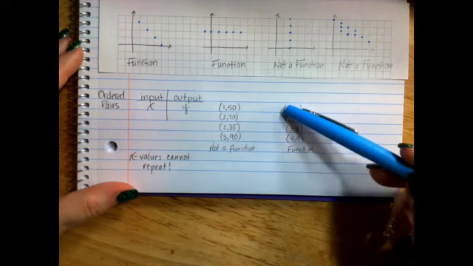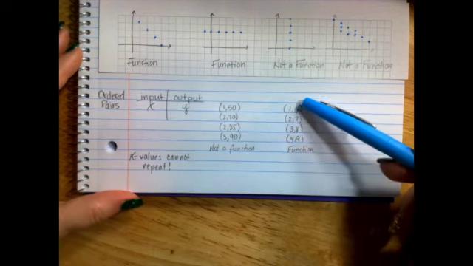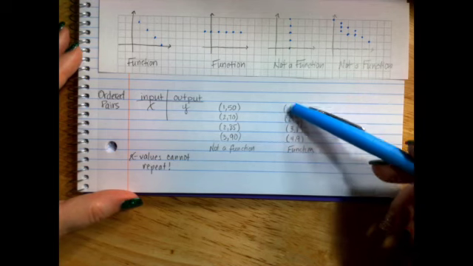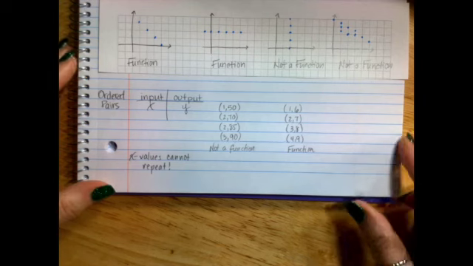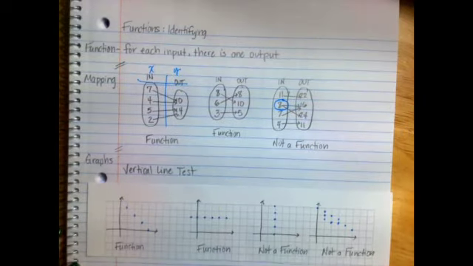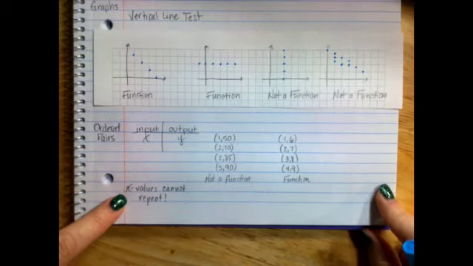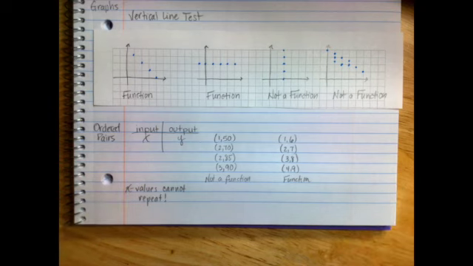My X values here, 1, 2, 3, 4. None of these repeat, and it doesn't matter what my outputs are, okay? It just matters that none of my X values, my inputs, repeat. Okay, so one more time, a function: for each input, there's one output, okay? Your X values, if you think of it that way, cannot repeat. I hope that helps.